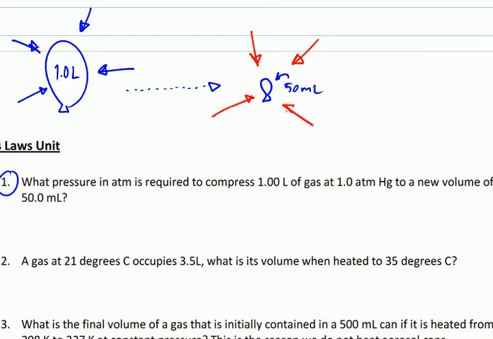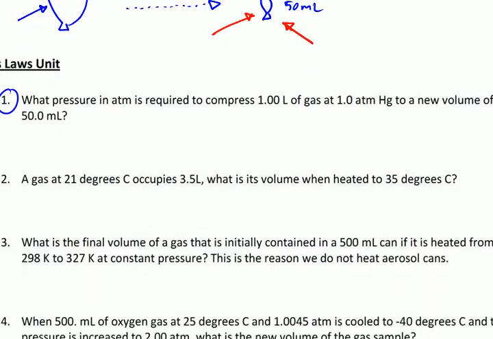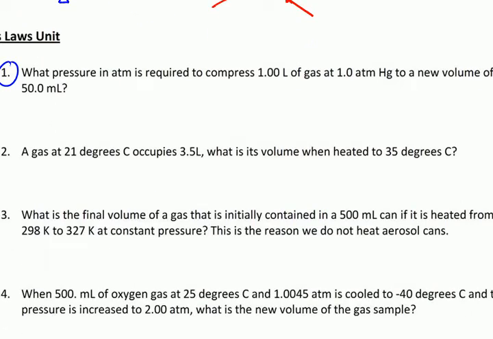So let's use the combined gas law to figure this out, because we're talking about change here. We're talking about initial conditions and final conditions. In this case, we have an initial pressure, and we want to figure out the final pressure that's required. So let's start this off. We have our combined gas law, P1 V1 over T1 equals P2 V2 over T2.